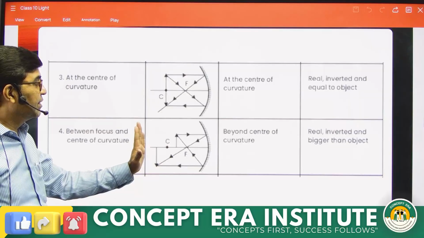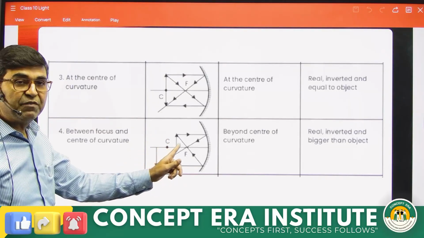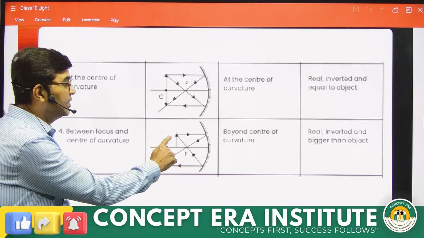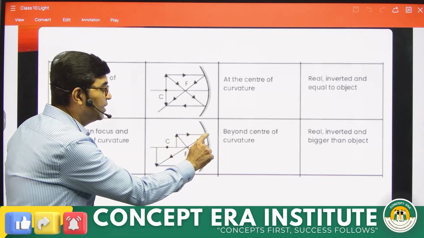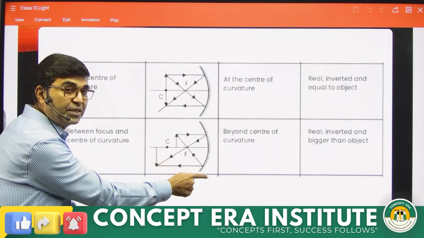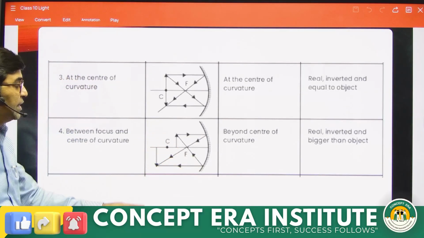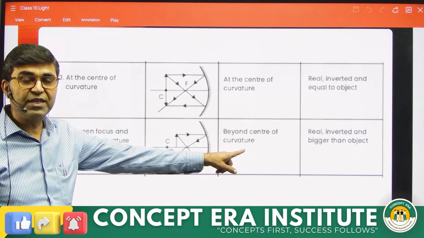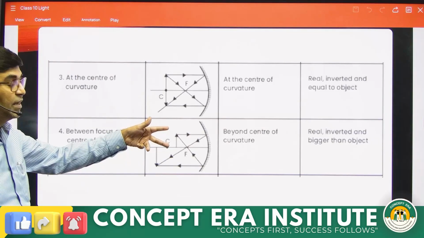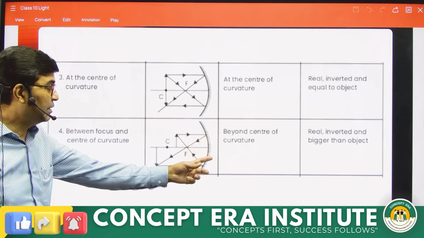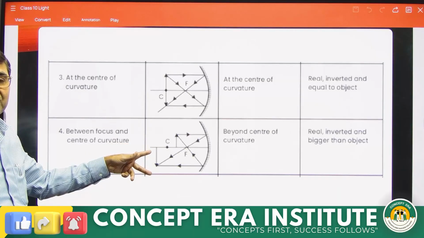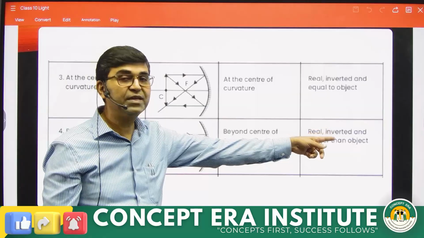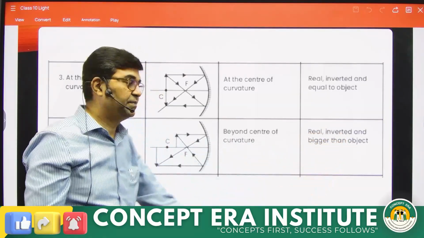In this case, the object now is placed between center of curvature and focus. Again, the same: one parallel ray passing through focus, one passing through focus and becoming parallel. They will meet beyond C. So the image formed will be beyond the center of curvature. Now you can see that when the object distance is smaller and the image distance is larger, the image size is also bigger than the object. That means we will say that the image is real, inverted, and enlarged.